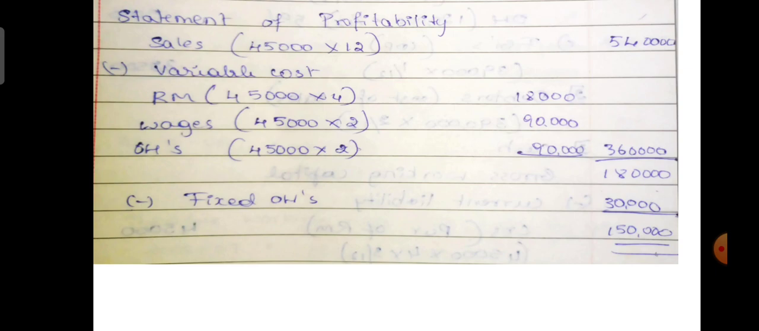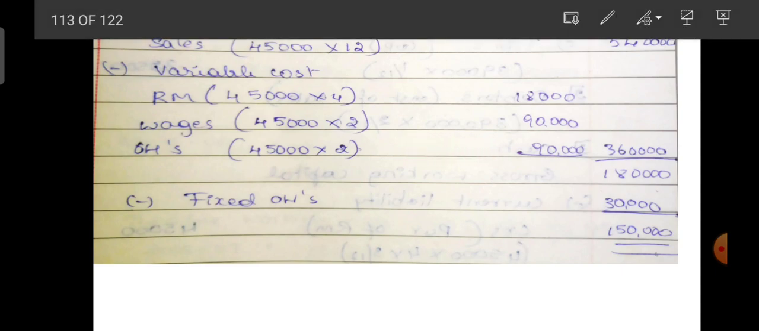Next we need to prepare a statement of profitability. Why are we calculating this cost of overhead? Because we need to find the profit for the new level, and we need to deduct that from the sales to get cost of sales. So statement of profitability: sales 45,000 into 12, 5,40,000, minus variable cost: raw material, wages and overheads. So raw material 45,000 into 4, 1,80,000.